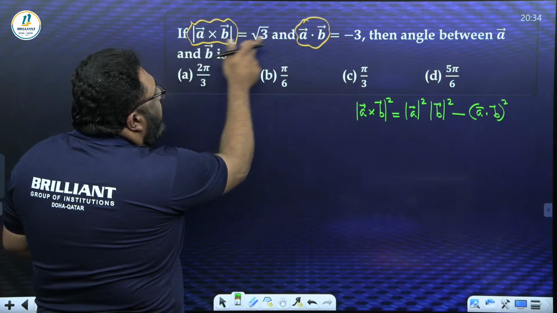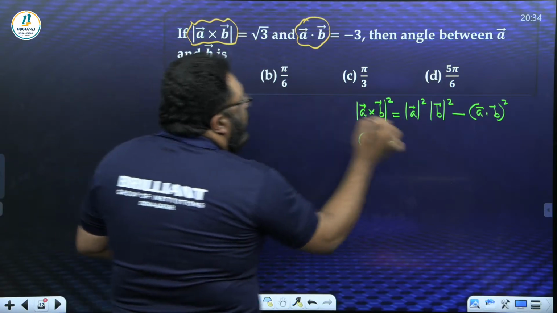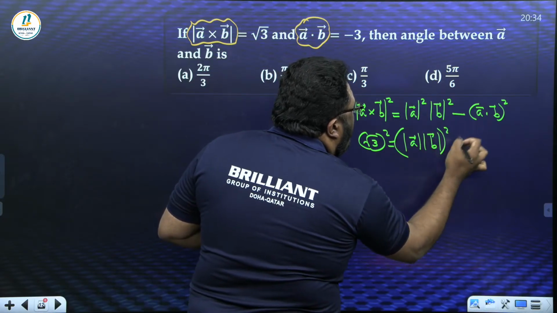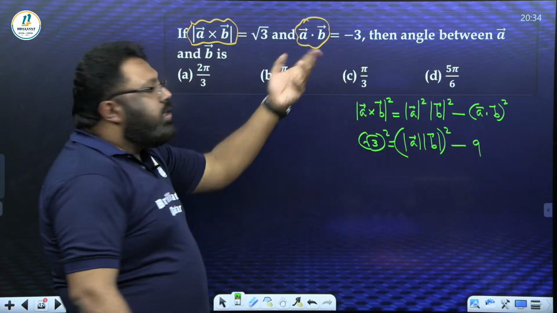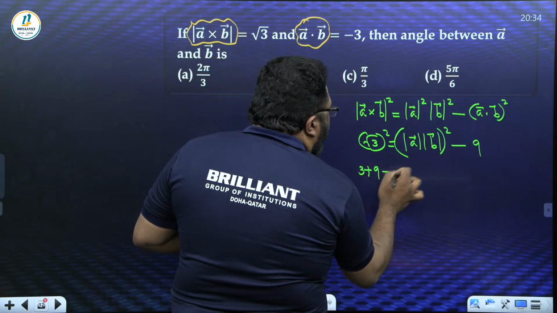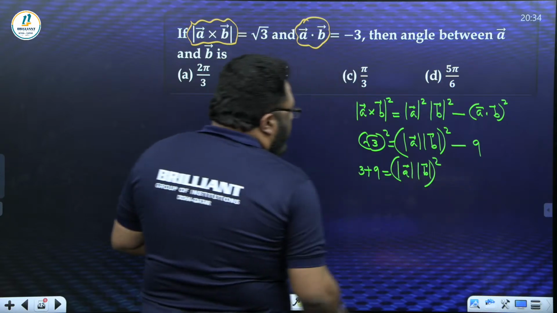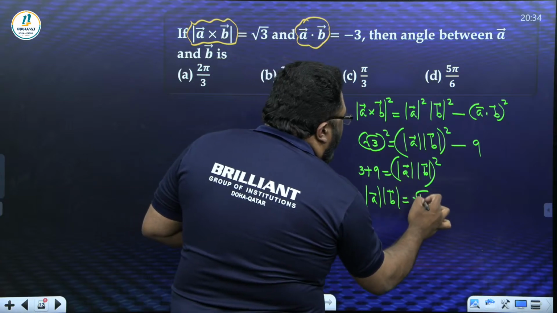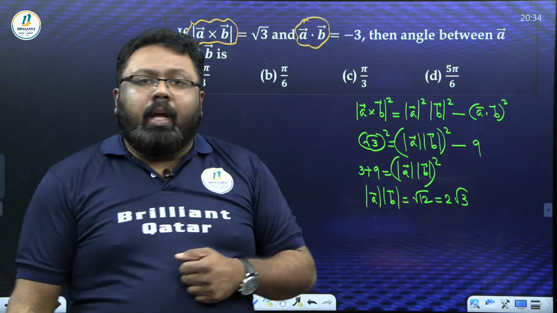Here, magnitude A cross B is given. So can I say root 3 squared, and magnitude A, magnitude B, I am taking it as a whole squared, minus A dot B squared, which is minus 3 squared, is 9. So can I say 3 plus 9 is equal to magnitude A, magnitude B squared. So what is magnitude A, magnitude B? It is root of 12, which is 2 root 3.